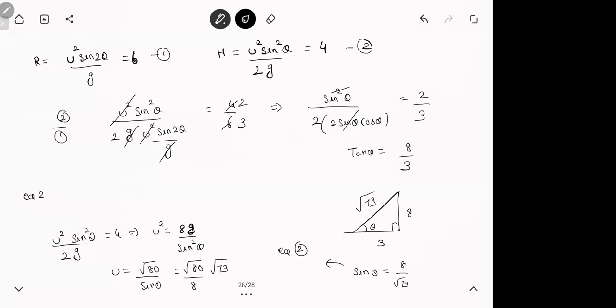I need to find sine or cos. That is how you find sine theta or cos theta once you know tan theta. Put it up. Ask me if there's any doubt here.